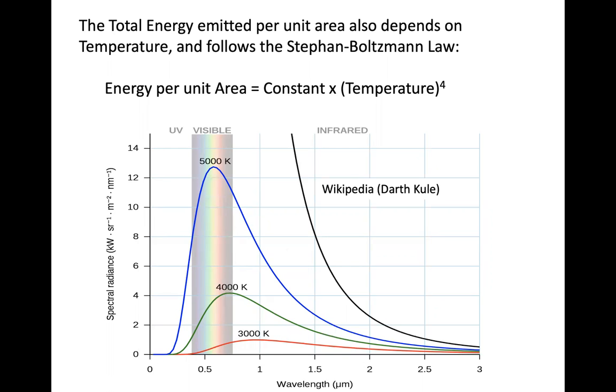And it turns out that the amount of energy an object emits, if it's a black body, is a constant times the temperature raised to the 4th power. That means temperature times temperature times temperature times temperature. So if you double the temperature of something, it emits 16 times more energy than it did. So you have to account for this.